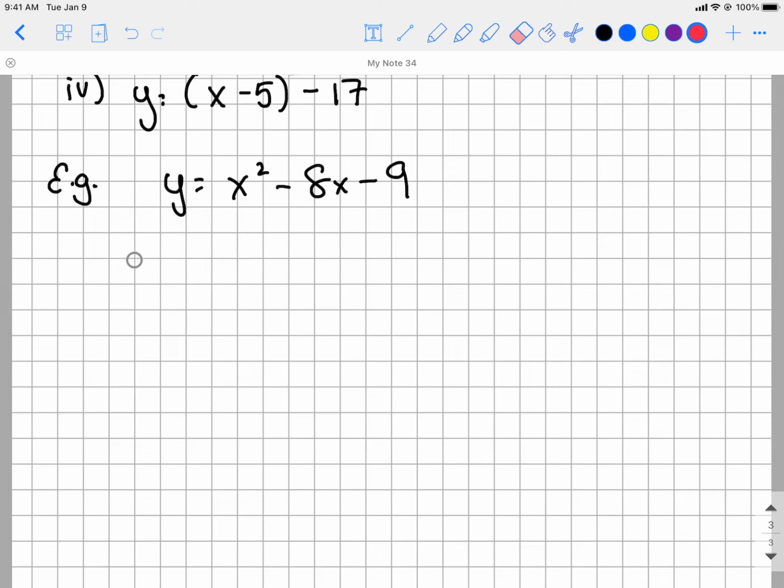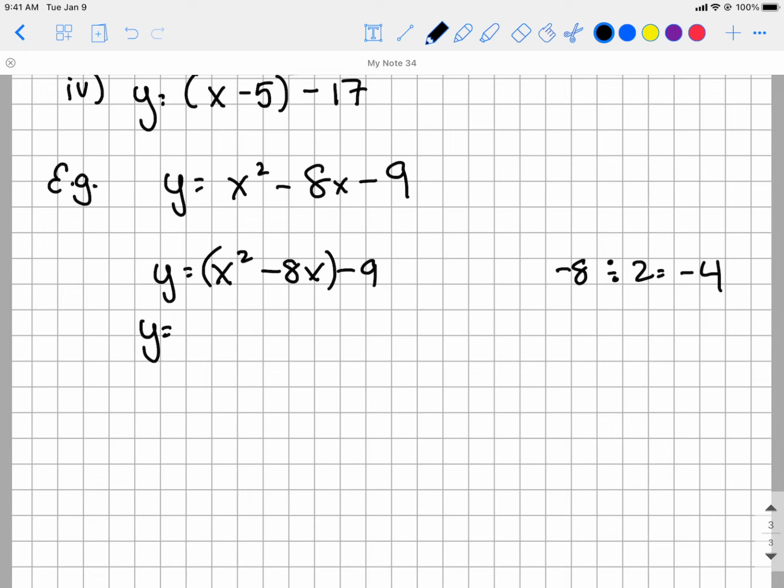All right, welcome back. Let's give this one a shot and see how you did. So once again, our first step is to put brackets around our first two terms. Once we've done that, we divide our x coefficient by 2 and square it. So negative 8 divided by 2. You don't have to write it off to the side, but if you need to keep track of things, it can be helpful, is negative 4.